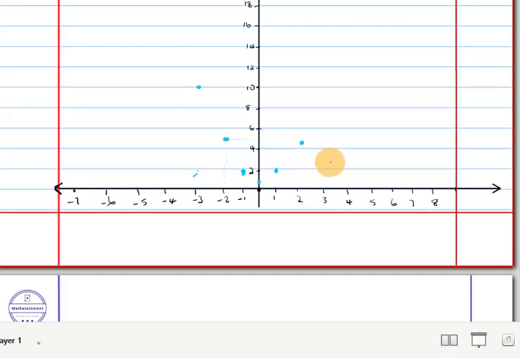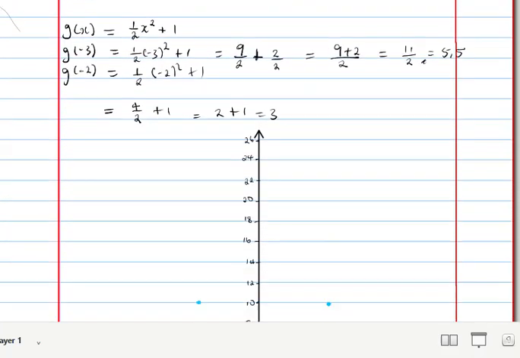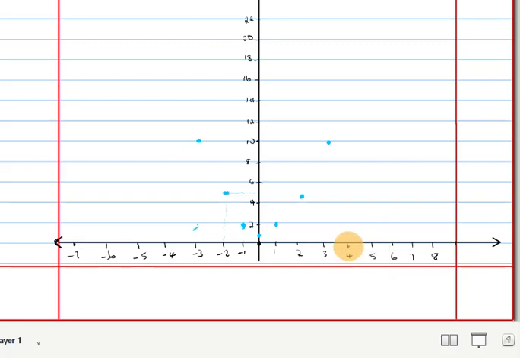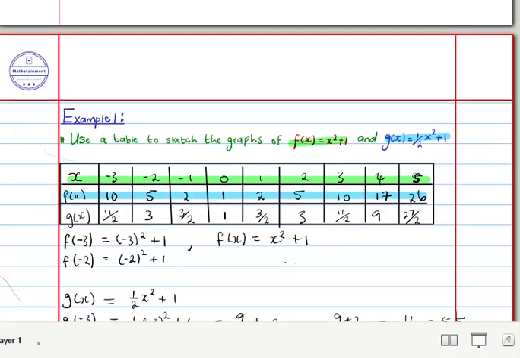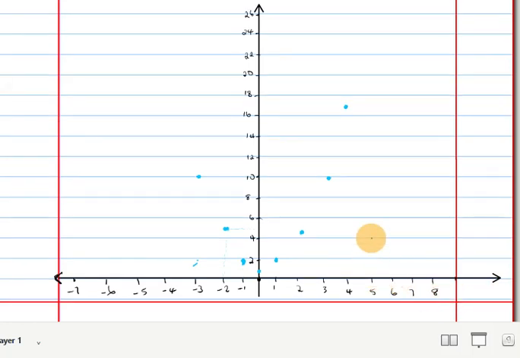When x is 3, y is 10. 10 should be somewhere around. When x is 4, y is 17, and 17 is somewhere around, because it's between 16 and 18. It should be here. And then when x is 5, y is 26. So from 5, go up to 26.